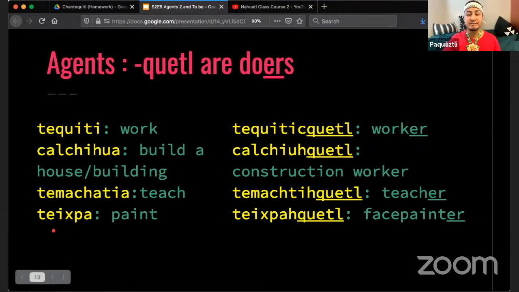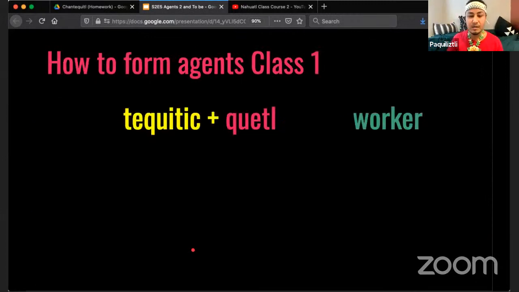And then lastly, we have teishpa, which means to paint someone's face, from the verb pa, which is to paint. Ishtli means face or eyes, and te means somebody. So teishpa means to paint somebody's face. I guess you could interpret it as somebody's eyes, but you wouldn't paint somebody's eyes. So teishpa is to paint someone's face, or to paint people's faces. That becomes teishpahket, a face painter. So as you can see in Nahuatl, with all the prefixes and suffixes, you can create new words, or you could create new agents. Okay.